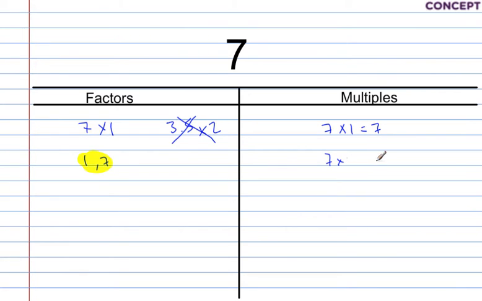7 times 2 is 14. 7 times 3 is 21. 7 fours is 28. And 7 fives is 35. So the first 5 multiples of 7 are 7, 14, 21, 28, and 35.